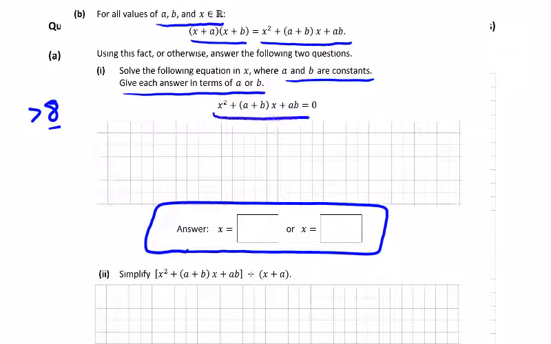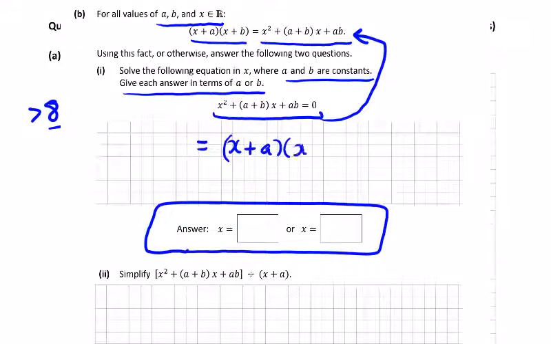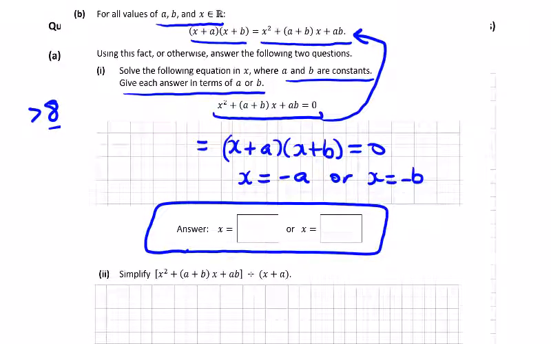Now, this is what's given to us up above. If you notice, this guy and that guy are the same. So this guy is equal to x plus a by x plus b, and it's equal to 0. So my solutions are x is equal to minus a, or x is equal to minus b if you know your rules straight away, or you could say x plus a equals 0, x equals minus a.